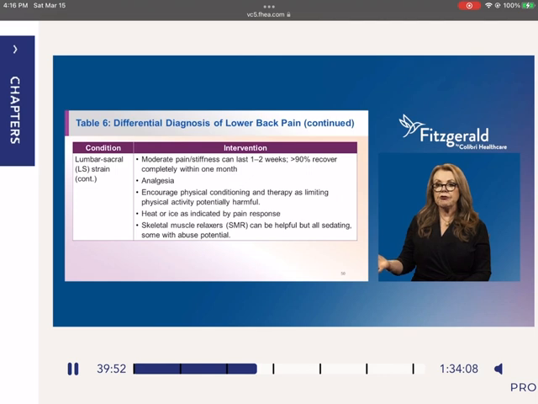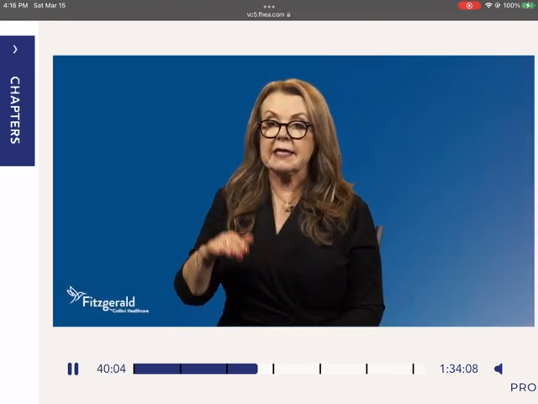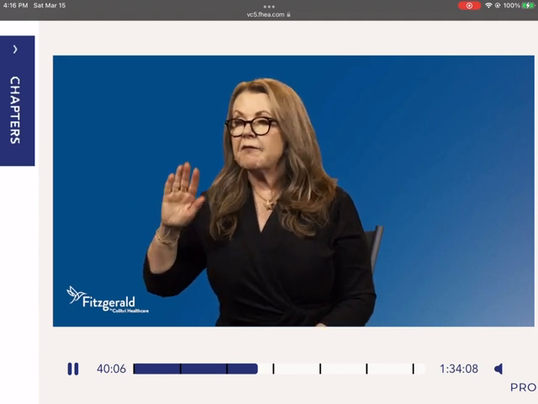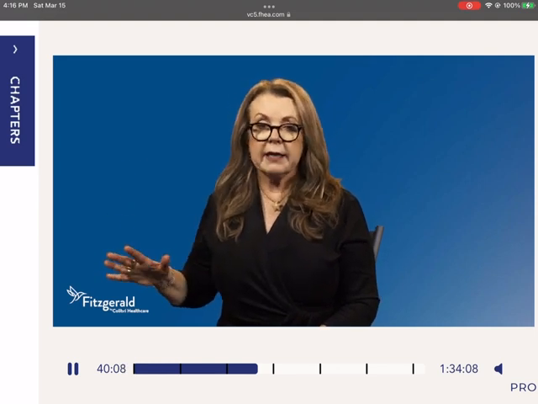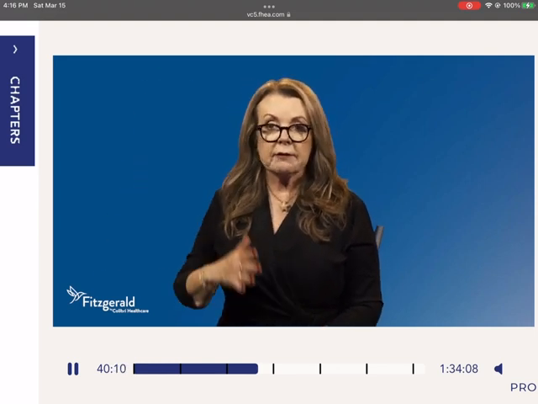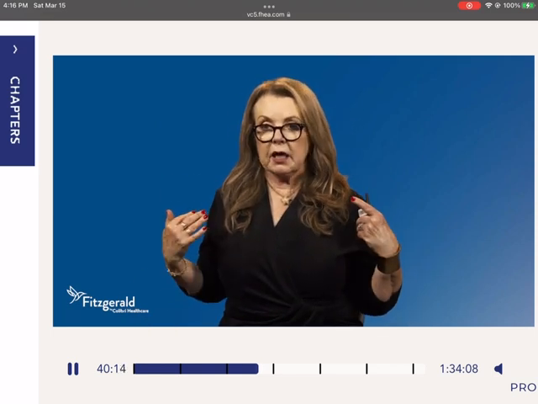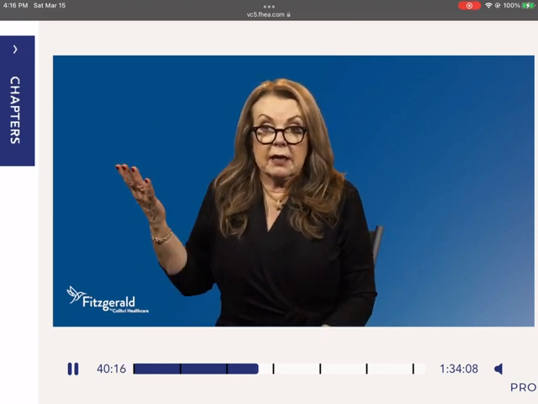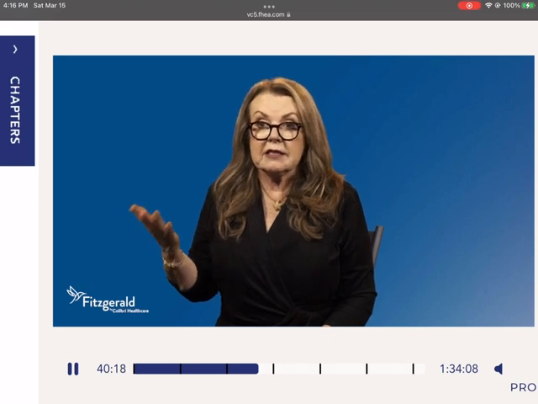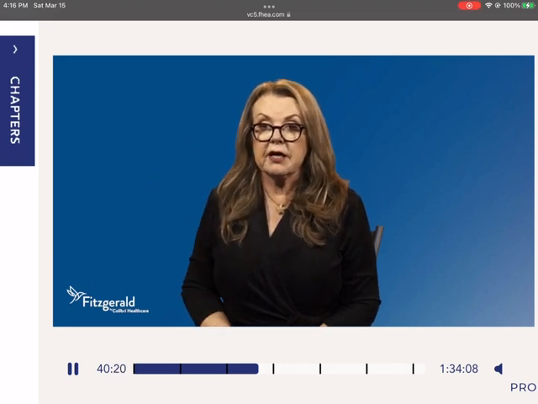How do you treat this? Moderate pain and stiffness can last 1 to 2 weeks. Greater than 90% will completely recover in 1 month. A lot of this with LS strain is talking the patient through it. Very uncomfortable. And we're all healthcare providers. We've been hauling patients out of bed, helping people get up, that type of thing. I suspect virtually all of us have had at least one episode of this.